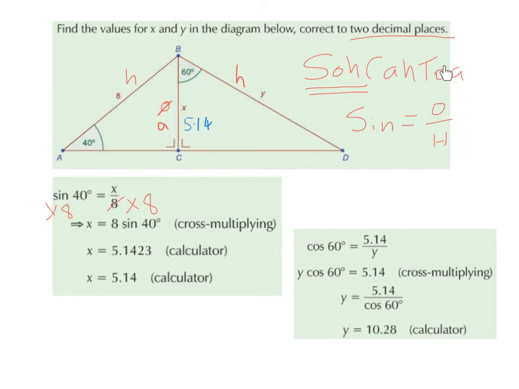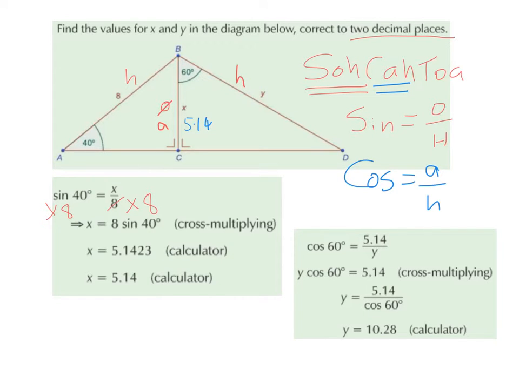So we have a look at our formula SohCahToa. And since Cah has A and H, that's what we're going to go for this time. Cah. So remember, Cah stands for cos equals adjacent divided by hypotenuse. So we have to use our cos function. So it's going to be cos of 60 degrees equals A, which is 5.14, divided by H, which is y. So we have cos of 60 degrees equals 5.14 divided by y.